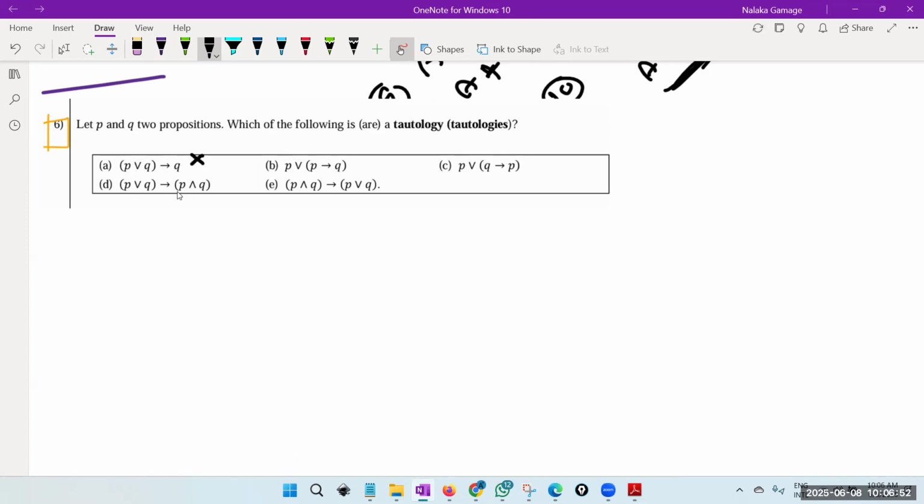P or Q implies P and Q. That is also not a tautology for me.